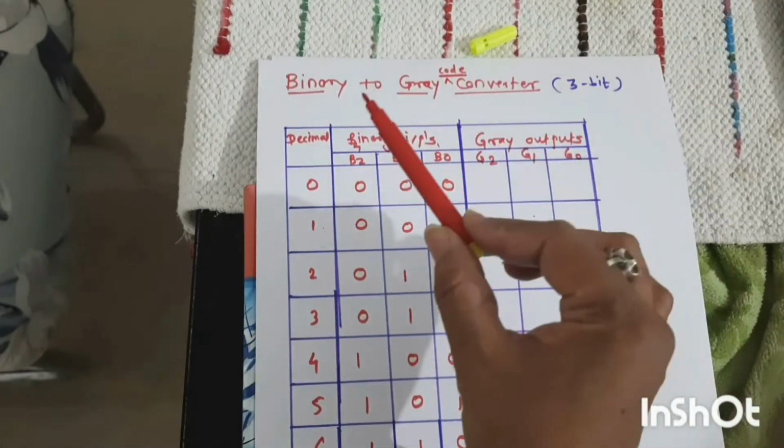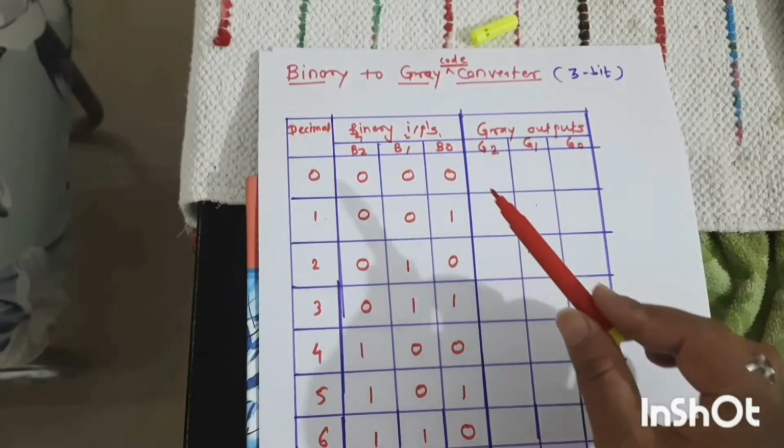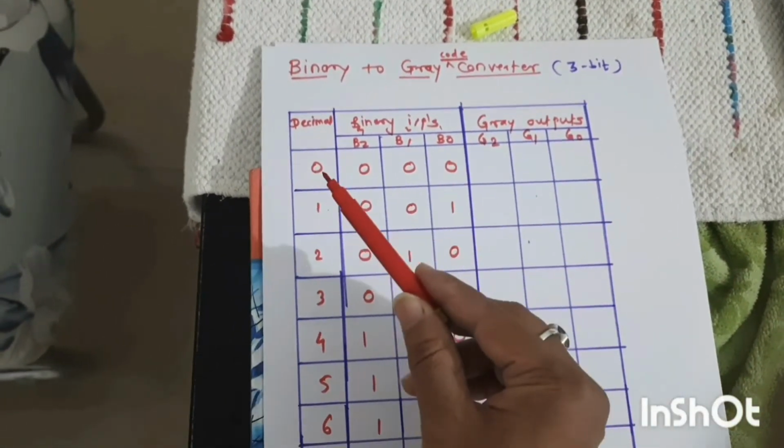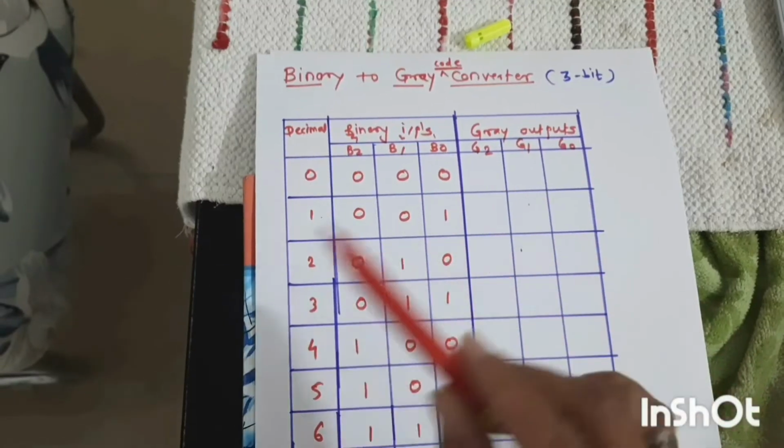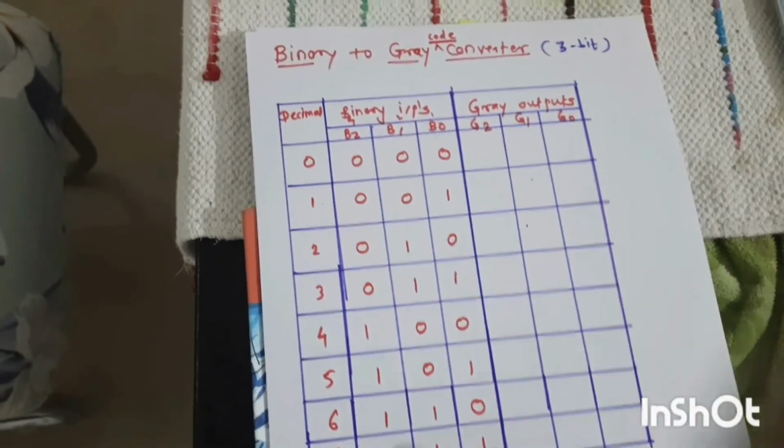So that's why I have written here binary are the inputs, and what are our outputs? That is the gray code. That's why I have written here gray outputs. So my 3-bit binary number and 3-bit gray output. So how can we write it? There is a method, that means what is the method?